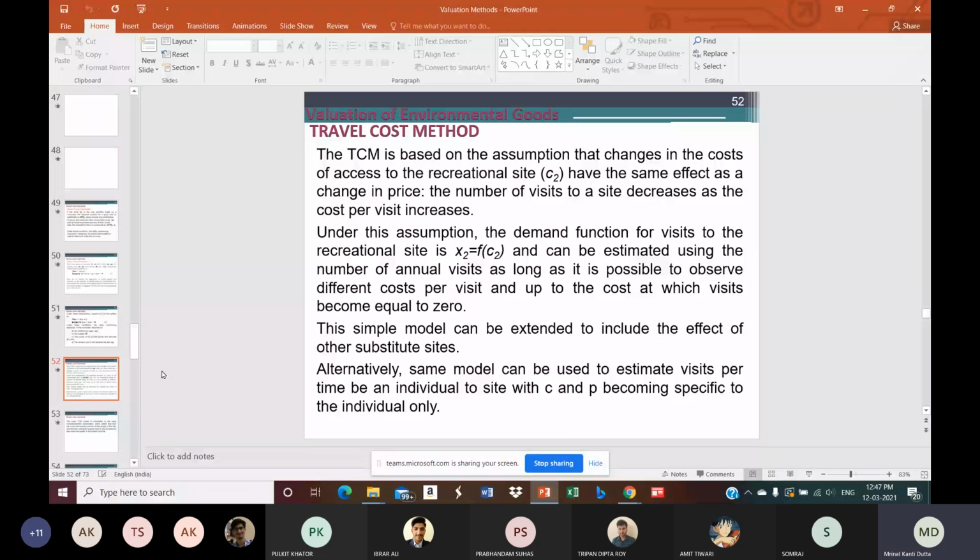This model can be extended to include the effect of other substitute sites as well. The same model can be used to estimate visits per time for an individual to a site. Probably there is a mistake out here, so it's not very clear. Let me verify that one. The last sentence is not very clearly written.